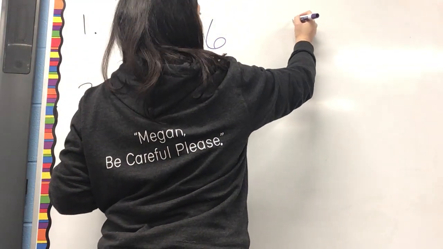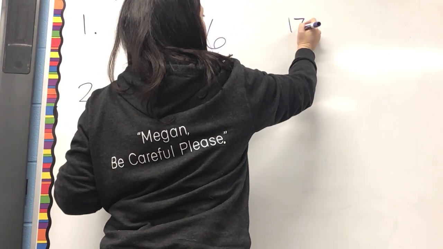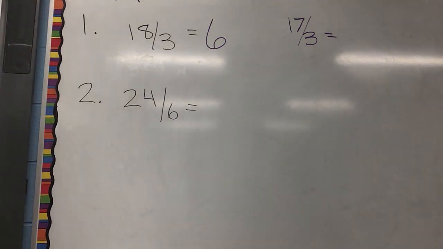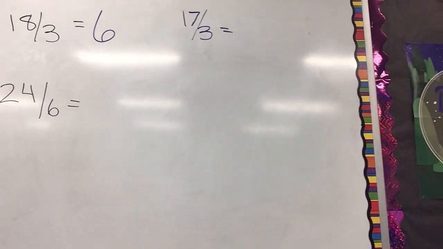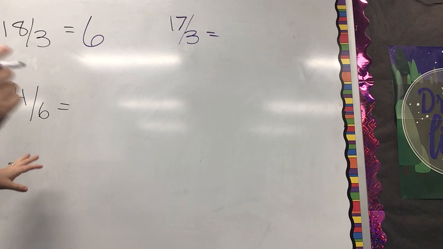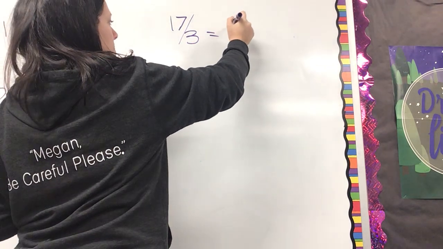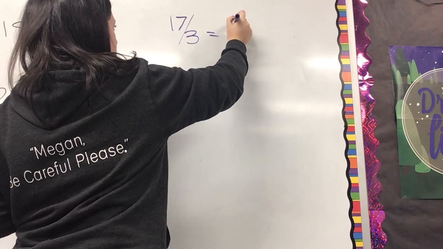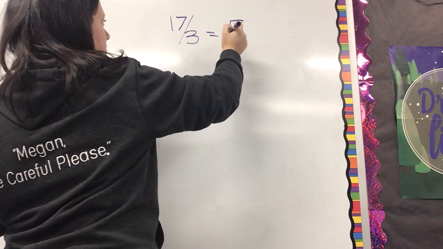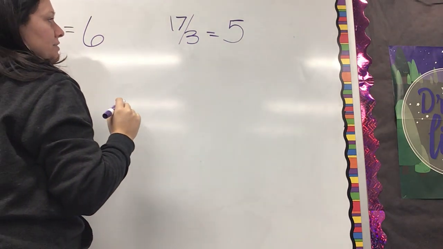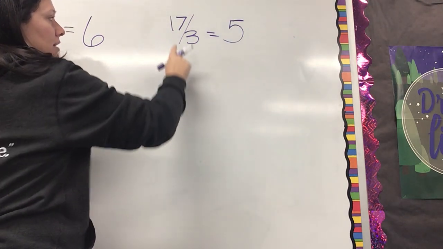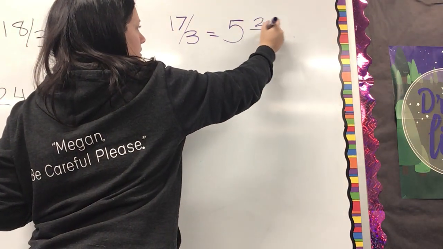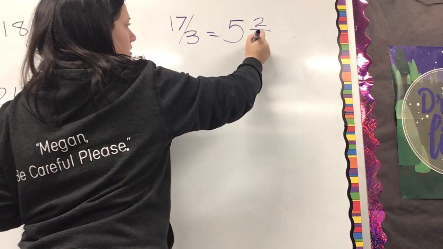I'm adding one more. Because we had some troubles with that one, I want to look at this one. 17 thirds as a mixed number. What is 17 divided by 3? 5. No. 6. 5. Because 3 times 5 is what? 15. How many would be left over then? 2. That 2 becomes my numerator, and your denominator stays the same.